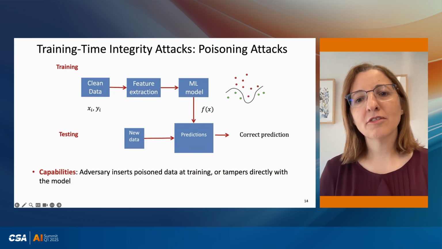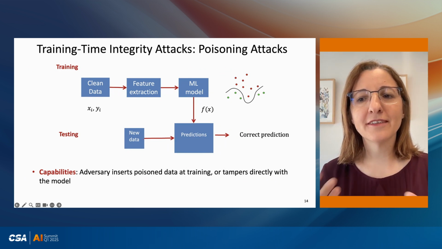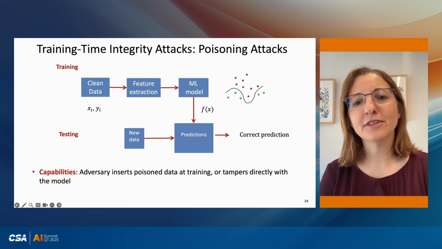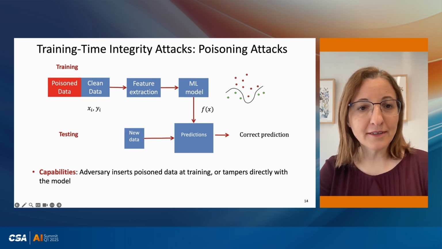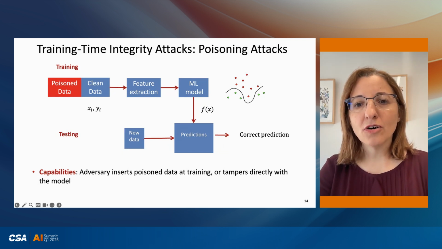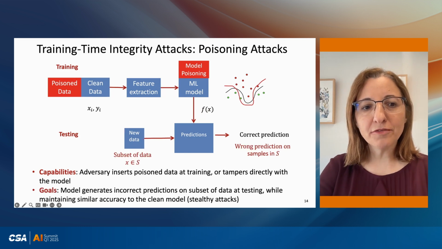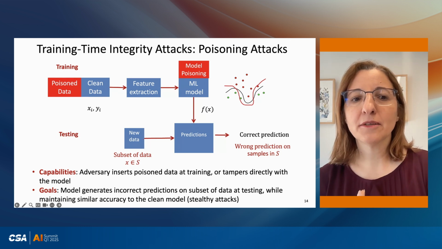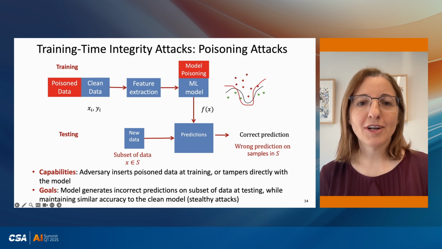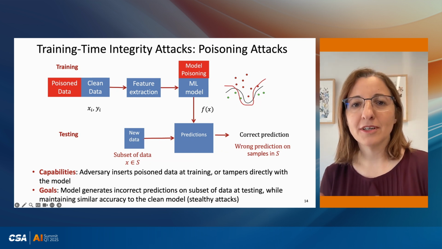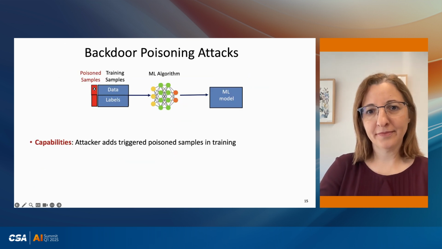The second category of attacks is poisoning attacks. These are training-time integrity attacks against machine learning. In a poisoning attack, the attacker might insert poison data in the training set, or they may tamper directly with the model weights. The goal of the attacker is to generate an incorrect prediction on a subset of testing samples, while the overall accuracy of the model remains similar to the clean model accuracy. So the attack is stealthy and very hard to detect.